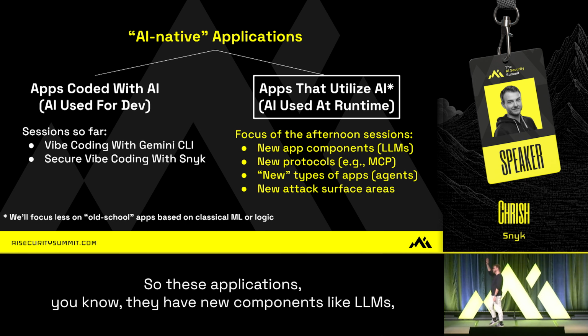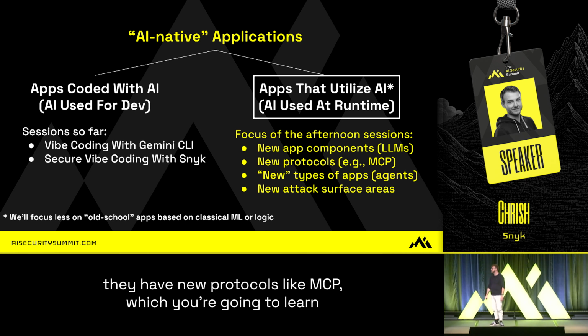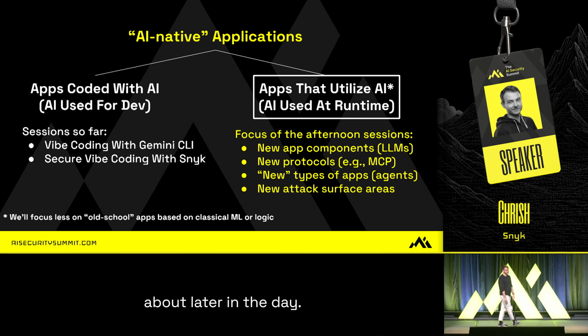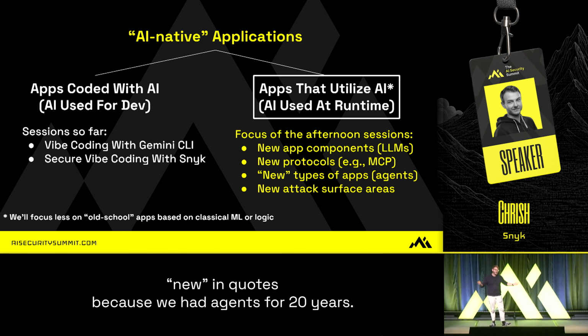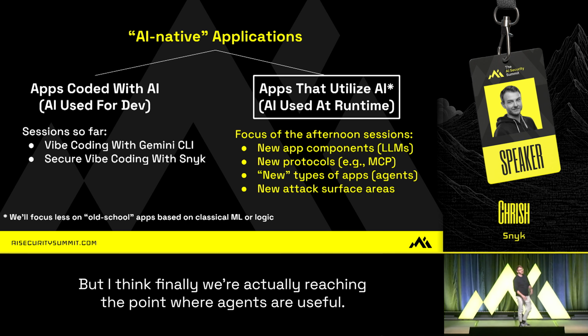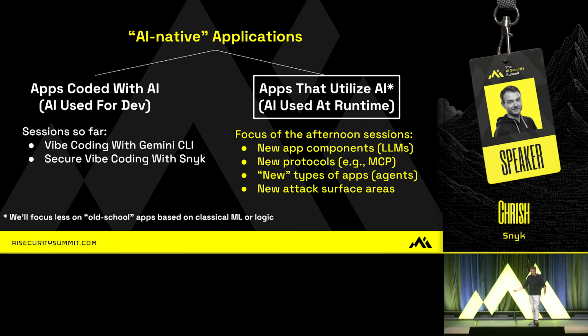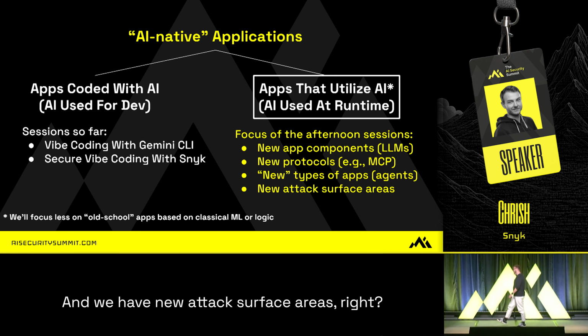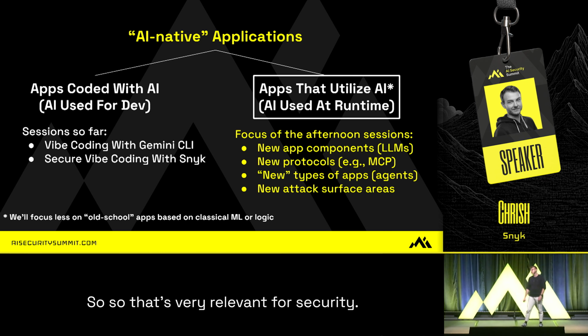So these applications have new components like LLMs, they have new protocols like MCP, which you're going to learn about later in the day. There is a new type of application, new in quotes, because we had agents for 20 years, but I think finally we're actually reaching the point where agents are useful. Before they were more theoretical. And we have new attack surface areas, right? So that's very relevant for security.